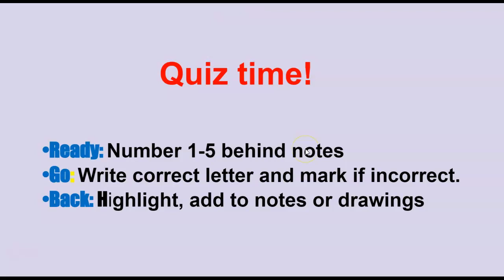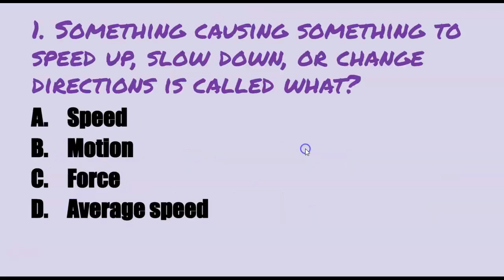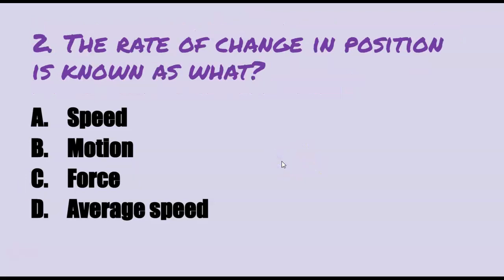All right, quiz time. If you look to the table of contents, there is some white space underneath. Perfect area to put all your quizzes. Do 1, 2, 3, 4, and 5. Number 1, something causing something to speed up, slow down, or change directions is called what? Is it speed, motion, force, or average speed? This is going to be force. Number 2, the rate of change in position is known as what? Is it speed, motion, force, or average speed? The rate of change in position, that is your speed.